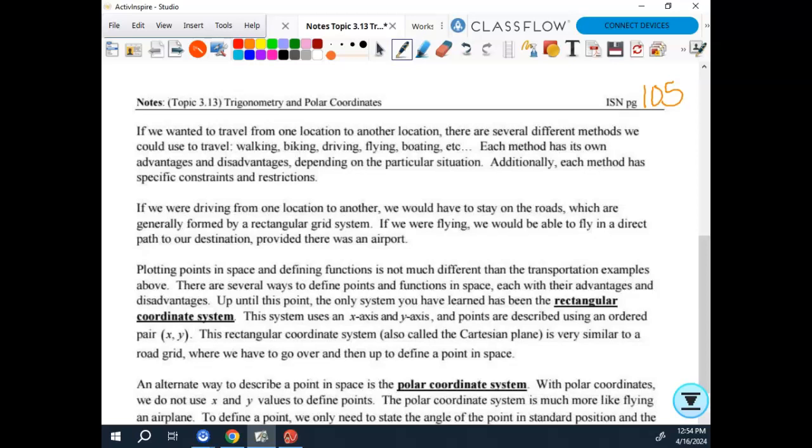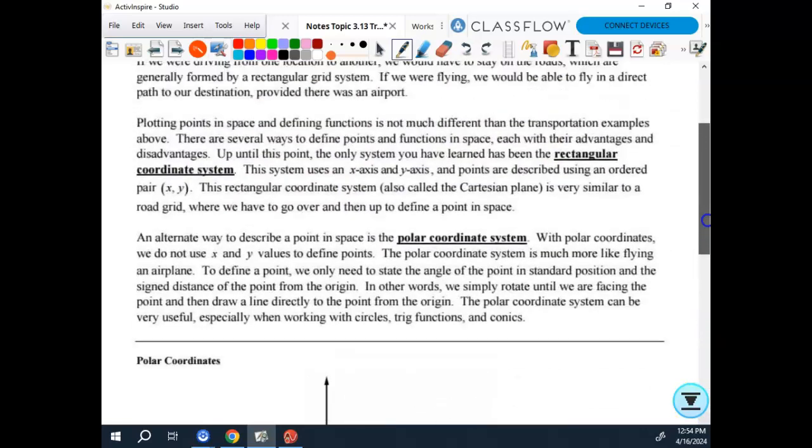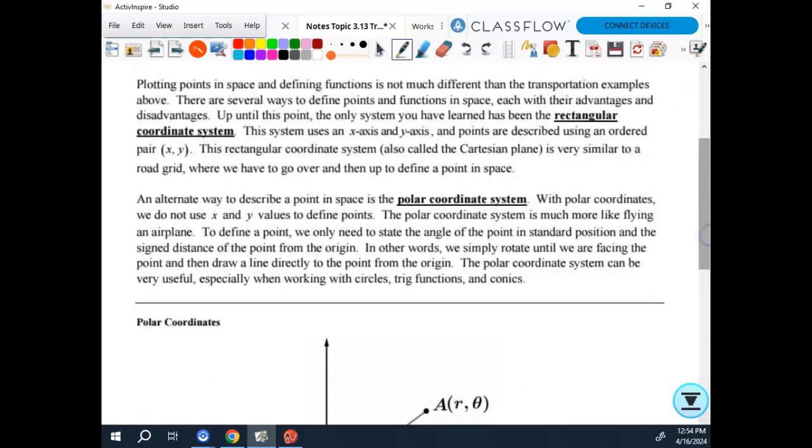And so when we plot the points, here we go. Plotting points in space and defining functions is not much different than transportation examples. Up to this point, the only system you've learned has been the rectangular coordinate system, x, y, right? Also called the Cartesian plane, or the Cartesian coordinate system. I want you to hear that word because if you are in a class, especially in engineering, and your professor says something about the Cartesian coordinate plane, I don't want you to freak out and think everything's going to be really hard, because that is the XY coordinate plane you've known forever. It just has a few names.